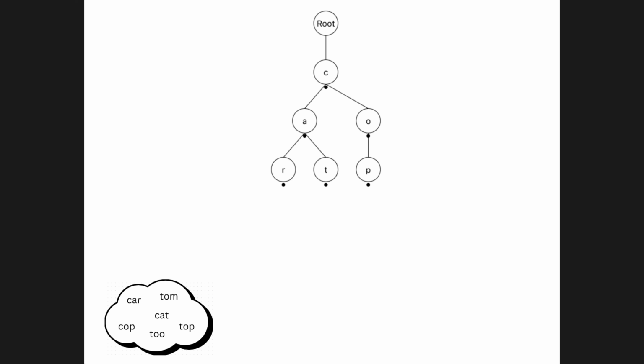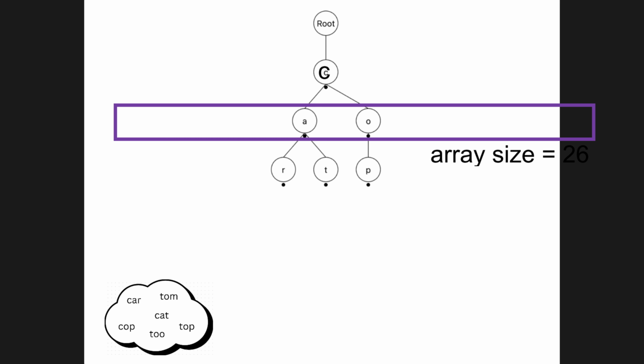Now let's look at how we can implement the trie class in Java. Each trie node will have three main attributes. First is the value, which will store the character for that node. Second is an array of size 26, because we have to cover all the characters from A to Z. For example, if a node represents C and it has two children A and O, then the child node for A will be stored at index 0. The child node for O will be stored at index 14. This array allows quick access to the child nodes based on the character index.